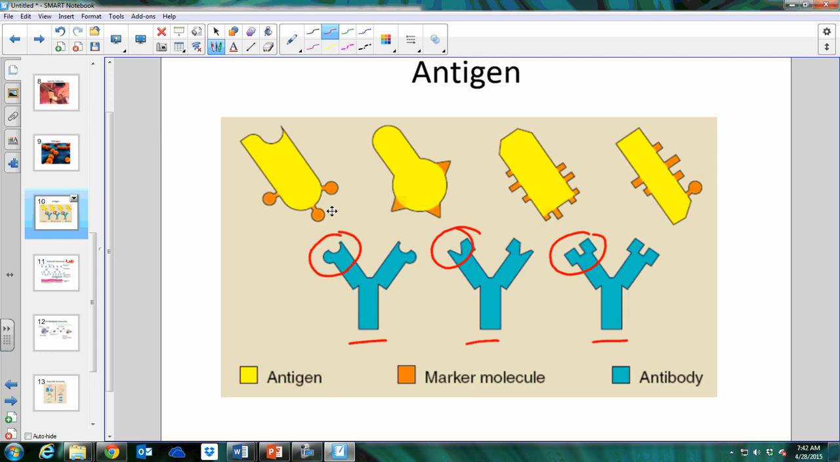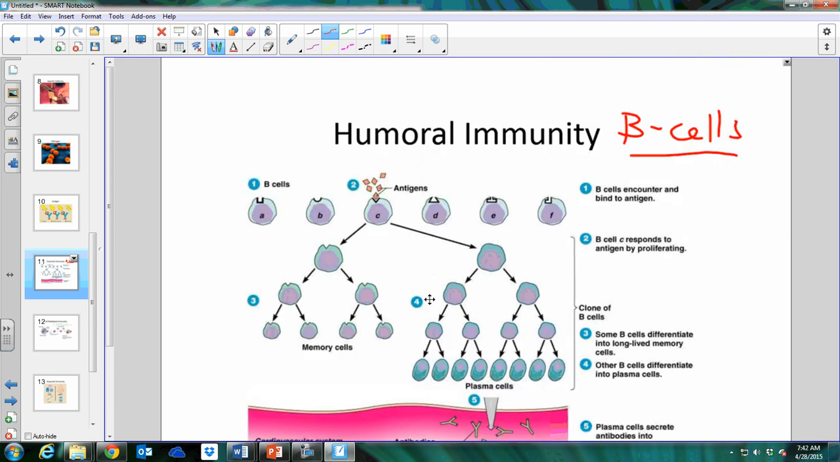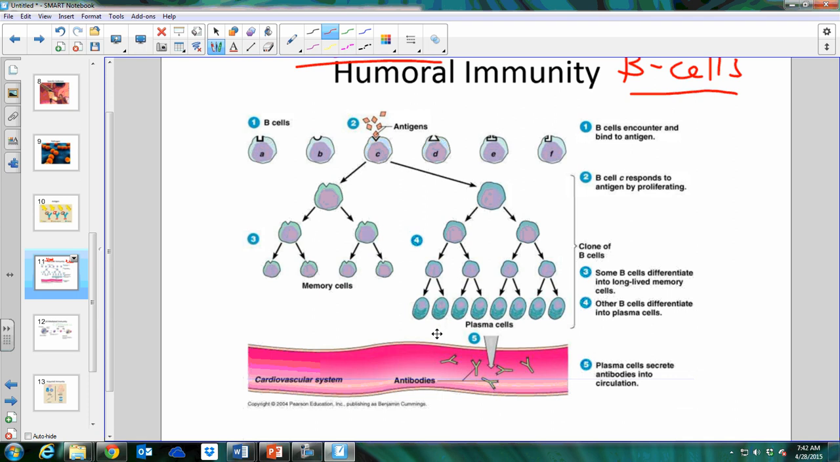And so what will happen here with humoral immunity is your body basically teaches a cell to make those specific antibodies, and then those cells will divide and make tons and tons of antibodies. It's called humoral immunity because it's in the fluid of your body, in the blood. Your body will release these antibodies into the bloodstream, and it will fight the infection that way.